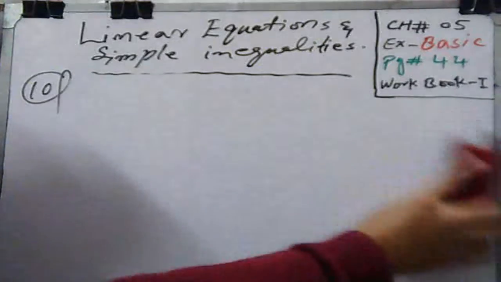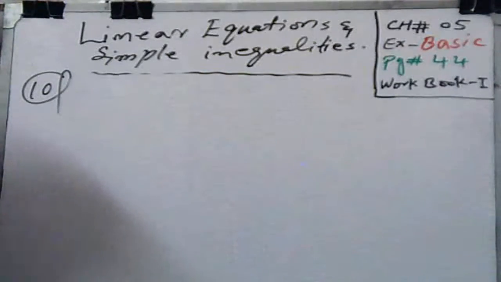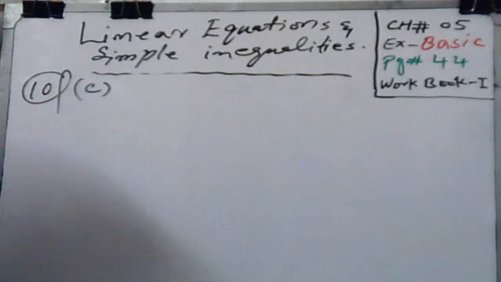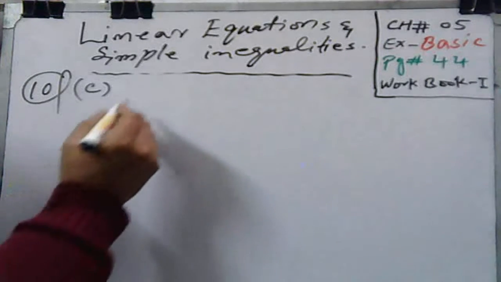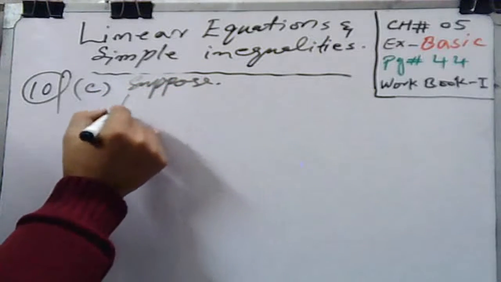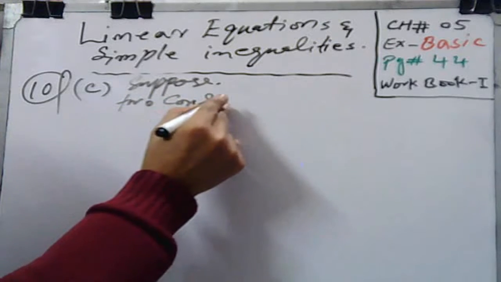Coming to the question C part, read the statement carefully. Two consecutive odd numbers are such that when the smaller number is subtracted from 3 times the larger number, the result obtained is 56. Find the two consecutive numbers. For example, suppose two consecutive odd numbers.